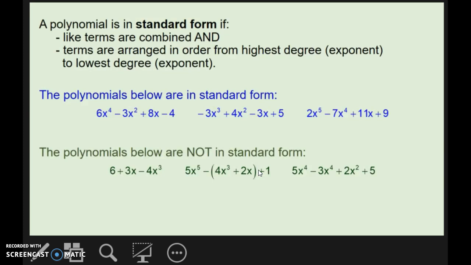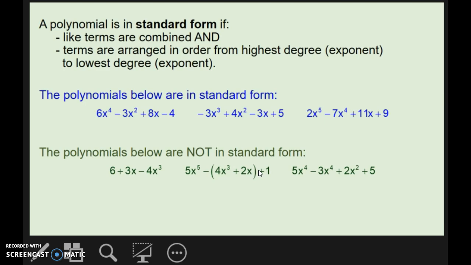So the next thing we talk about is standard form. And standard form we only consider in polynomials if we have one variable. And what we're looking for are any like terms to be combined and them to be arranged from the highest degree, so that's the highest exponent, down to the lowest degree, which is the lowest exponent. These are examples of ones in blue that are in standard form. All like terms have been combined, and we have our highest exponent first, followed by our next highest, and so on, all the way down to potentially a constant term.